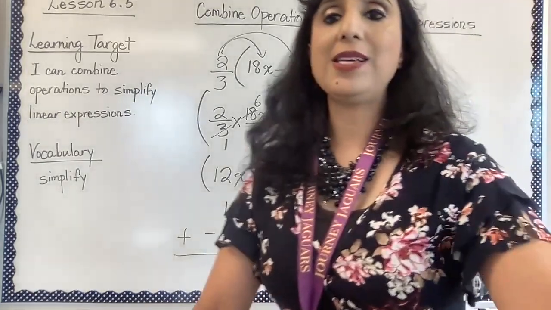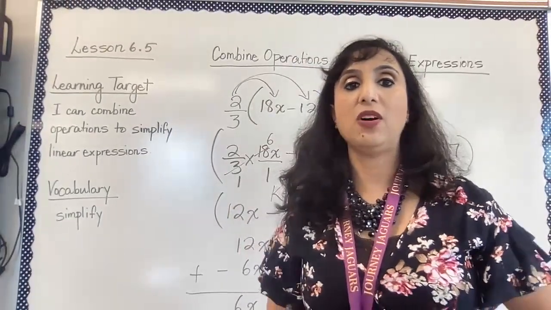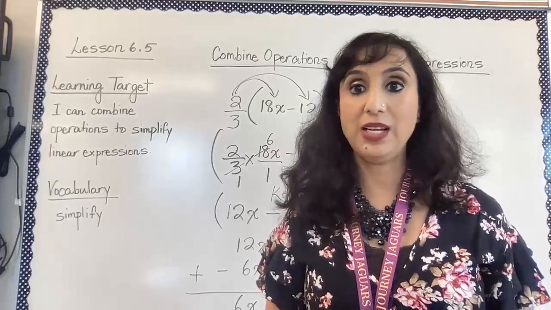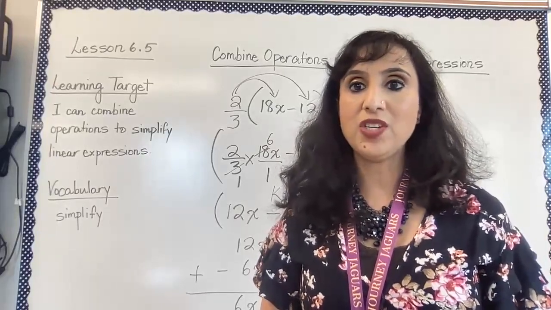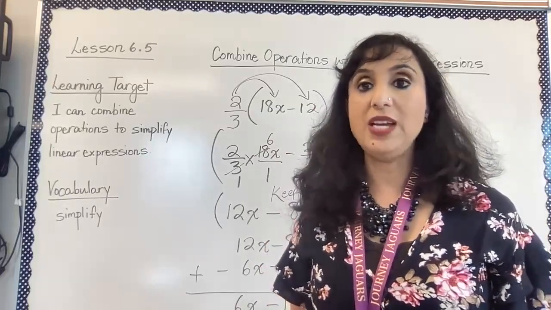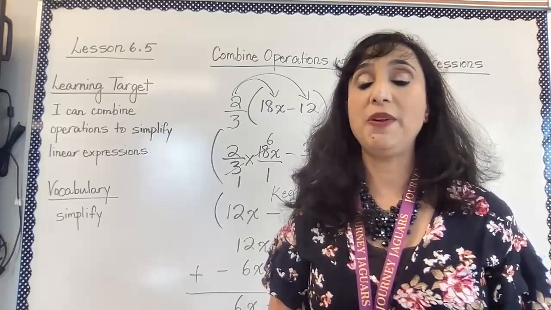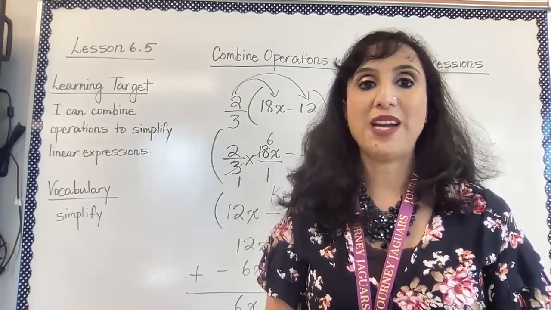So this lesson, again, is literally everything else that we have talked about: adding, subtracting, multiplying, dividing. And all we are doing is now combining the operations, using the distributive property, and then solving these. At the end, just simplify, which means you have solved it to the simplest form, and factor it out.